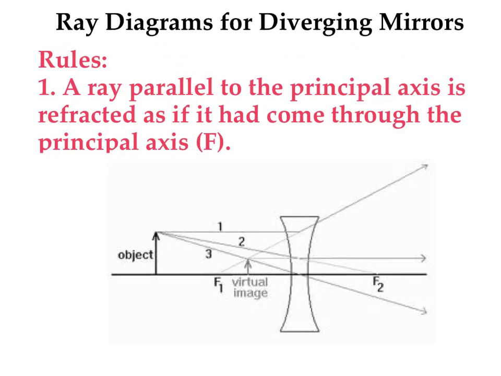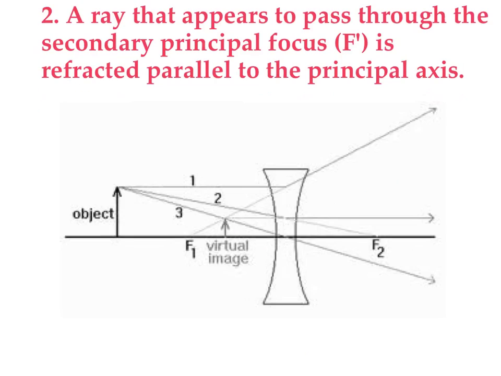So rule 1, a ray that is parallel to the principal axis is refracted as if it had come through the principal focus. So right here, we have this parallel ray. It strikes, so there would be a vertical axis here in the middle of the lens, and it refracts off in this direction, but we would just take our ruler and line it up back here with the principal focus, and that tells us where to draw that refracted ray that's heading off out into space. So that's the first rule.